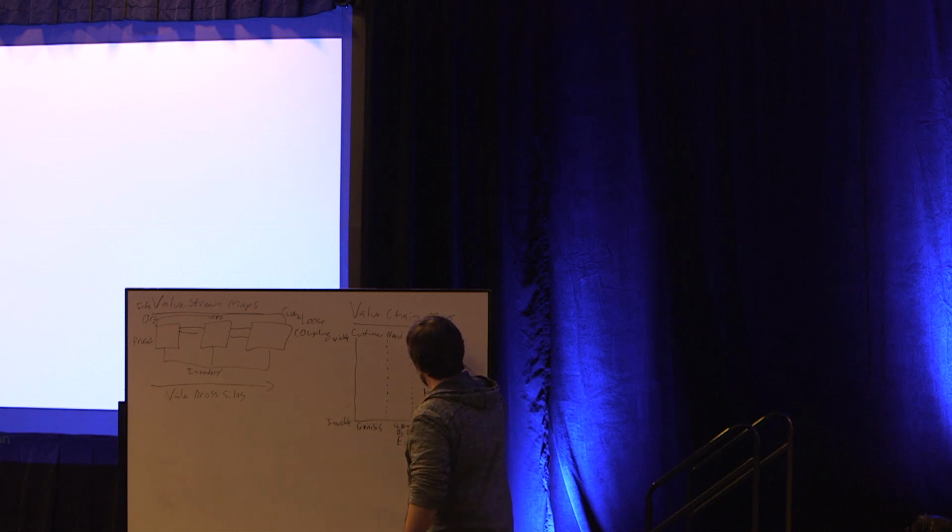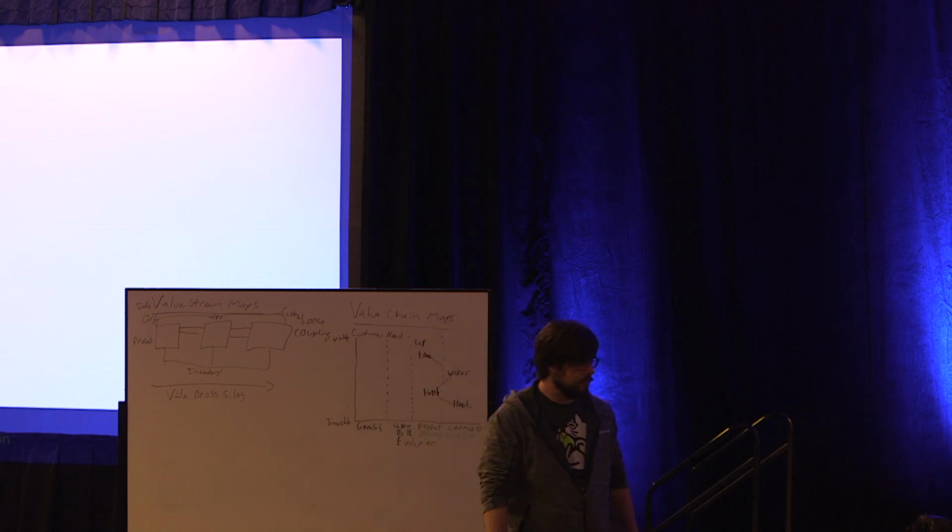North of that, we've got tea, a cup. And then we can connect these nodes together. Now we have a 2-dimensional value chain map.